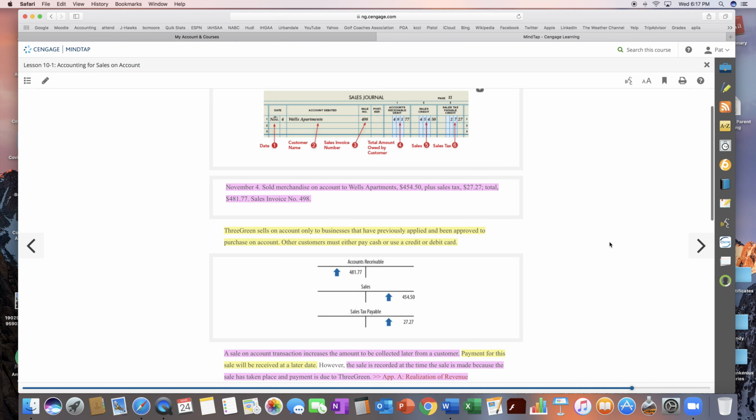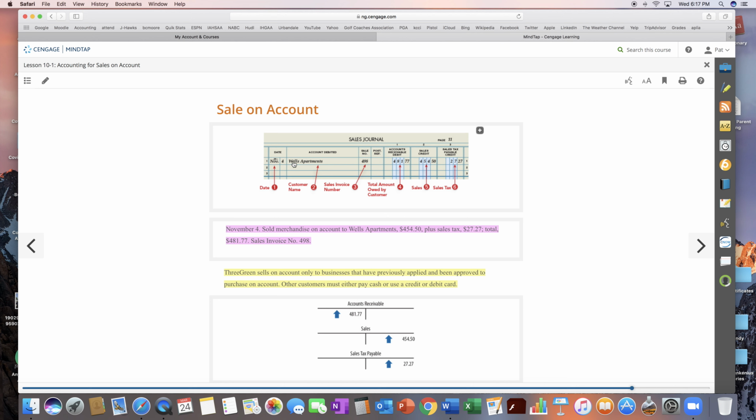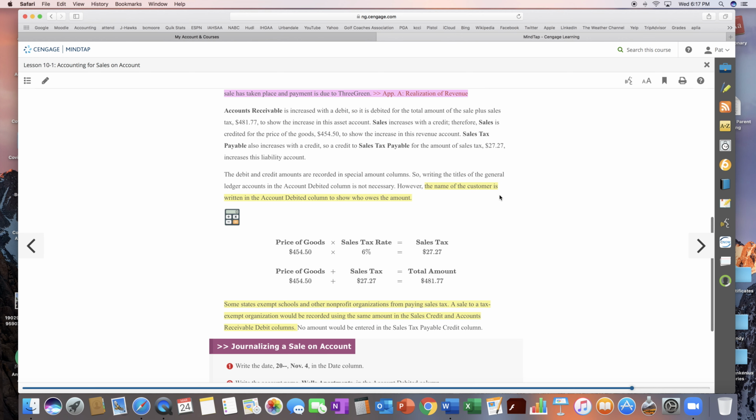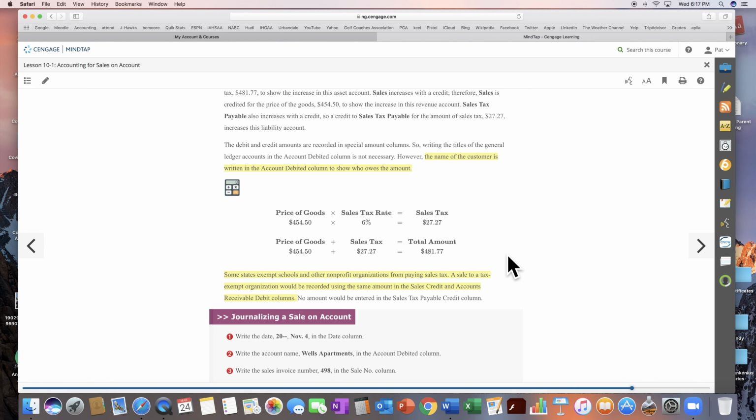All right. When we put the account in here, we only need to use one line. We don't need to credit sales and sales tax payable and write them all down. We're only going to use one line. The name we will put in here is the customer, and so that's what they're talking about here. The name of the customer is the one written down in the accounts receivable debit. This part just shows you how they figured out all that.